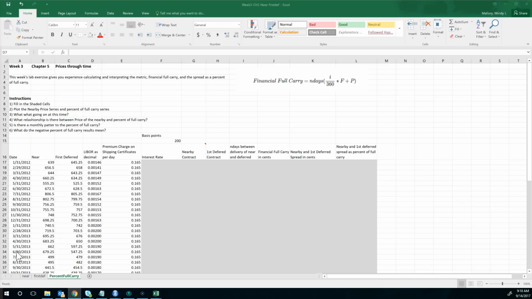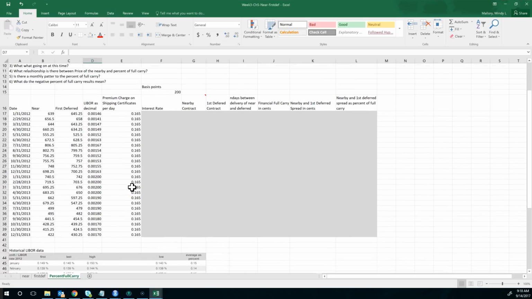Alright, so let me get you oriented to what's going on in this spreadsheet to start with. At the top we've got these instructions, and the first big instruction is to just get these shaded cells filled in. So let's focus on that first and then we'll come back to the rest because we've got to get that all set up. So what do we have here?